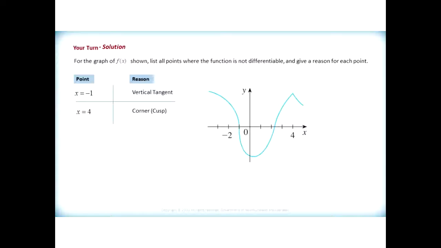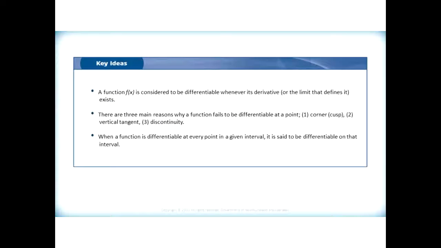And last but not least, we're going to do a quick summary of all the stuff we talked about in differentiability here. So stuff about differentiability: a function f of x is considered to be differentiable whenever its derivative, or the limit that defines it, exists. But be careful with that limit when it comes to a vertical tangent. There are three main reasons why a function fails to be differentiable.